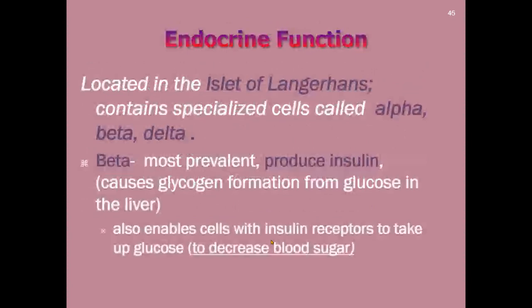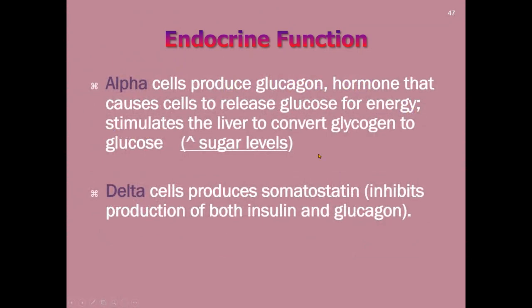So read those exocrine functions. The endocrine functions have to do with the islets of Langerhans, and these are the alpha, beta, and delta cells. The beta cells are the most prevalent, and they produce that insulin. So diabetics have issues with their pancreas. Alpha cells produce glucagon, a hormone that causes the cells to release glucose for energy. And then the delta cells produce somatostatin, which inhibits the production of both insulin and glucagon. So they all work together to keep things in balance.